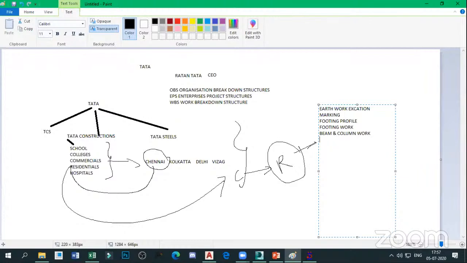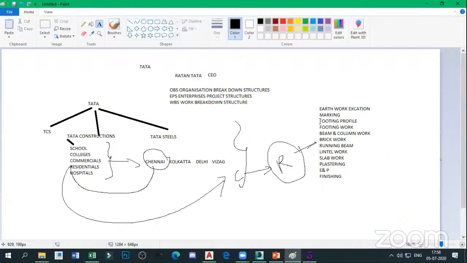Beam and column work. Then what is the next profile? We construct the brickwork, right? So brickwork designs. Then running beam design, running beam work. Then lintel work, then detailing, right? These are all the things which come under the work breakdown structure: lintel works, then slab work, then plasterings, finishing. Electrical and plumbing are also there, simply called electrical and plumbing. Then finishing. These are all the things which come under work breakdown structures.